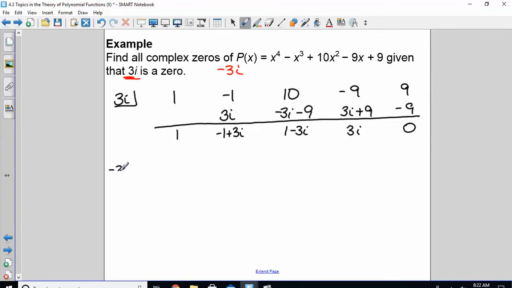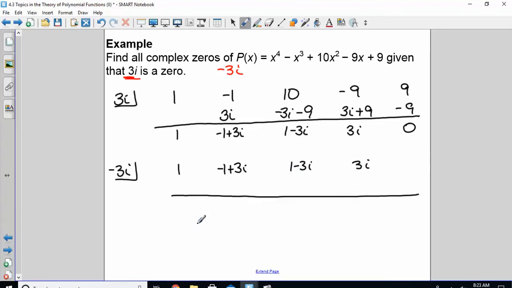This time the number in my box will be a negative 3i. And we're going to divide the answer we just got. Okay, so this last one was the remainder. We're going to leave off that 0. And we're going to divide this polynomial. So we have the 1, negative 1 plus 3i, 1 minus 3i, and 3i. This one should be a lot nicer. All the i's should disappear this time.